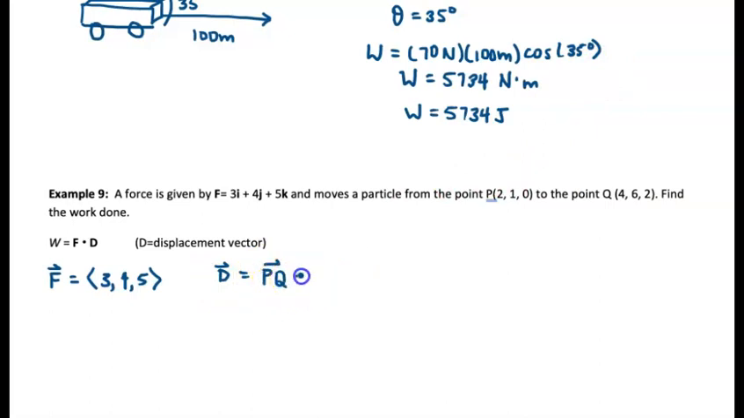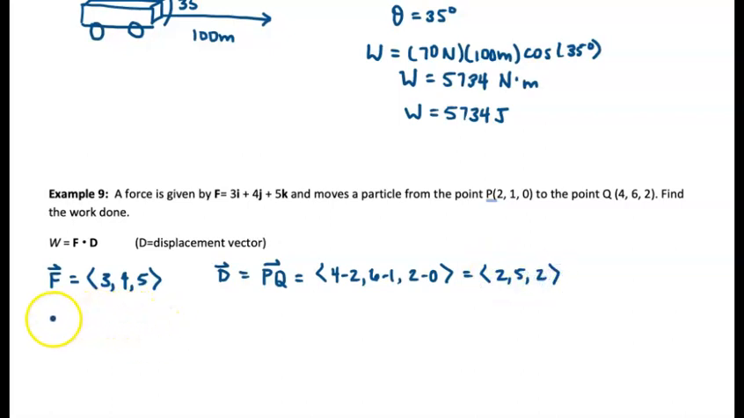How do I find this vector PQ? Well, I'm taking all of the components of Q and subtracting from them P. So I've got 4 minus 2, 6 minus 1, 2 minus 0, which is equal to the vector 2, 5, 2.